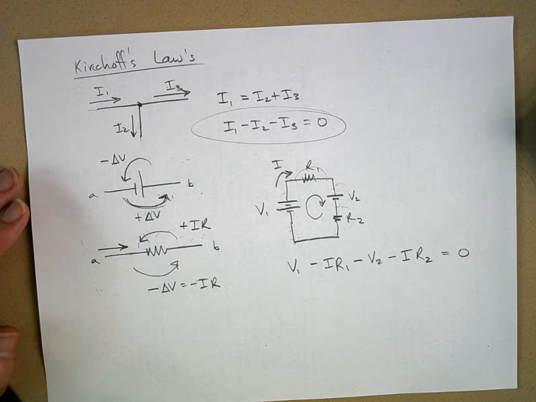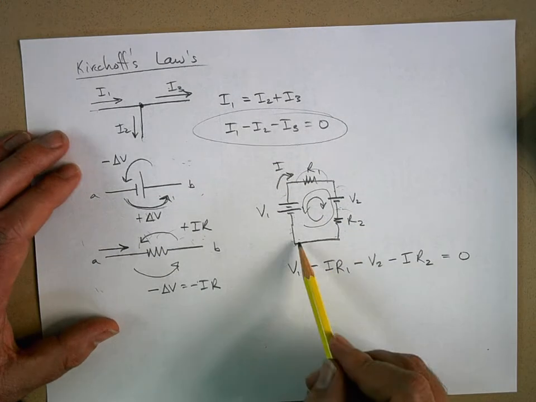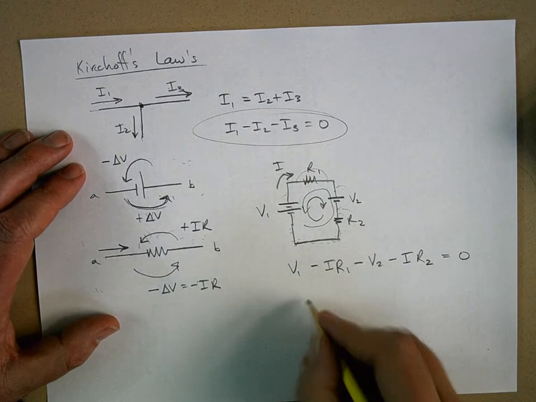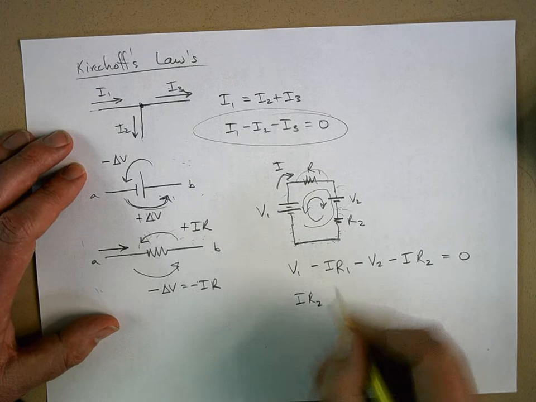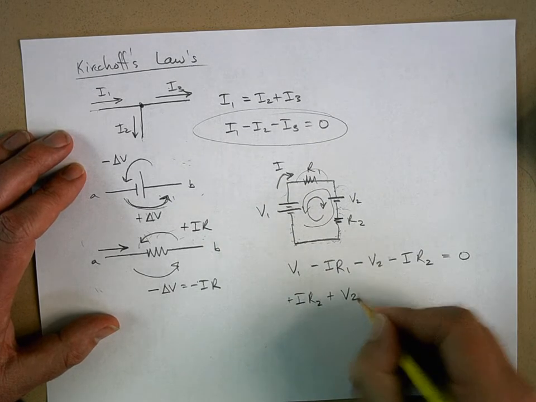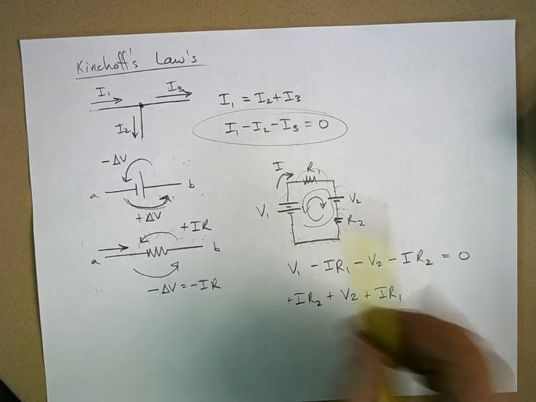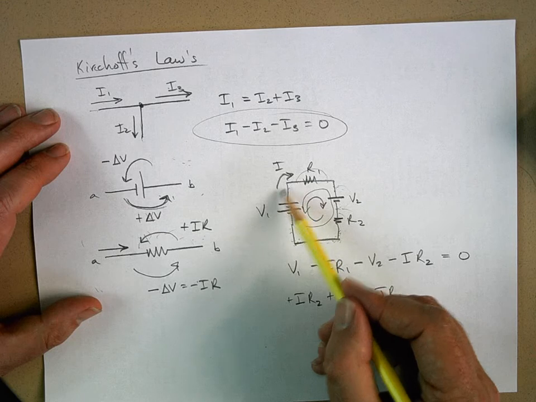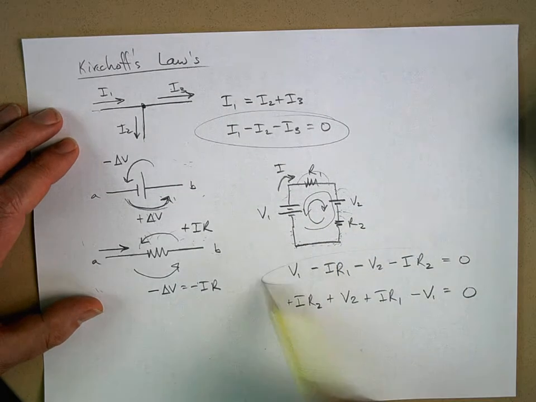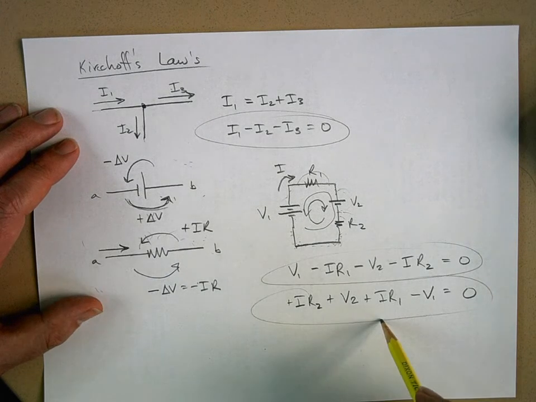What if I decided to go the other way? Let's get crazy and go this way. Well, now we're going against the current, so we're going to jump up in voltage. That's positive I2 R2. I'll put a plus there. And then we go plus V2, plus I1 R1. Oh, but look, I get here, I drop down. Look at these. They're the same equations. Just multiply this by -1 on both sides, and you get this, or vice versa.